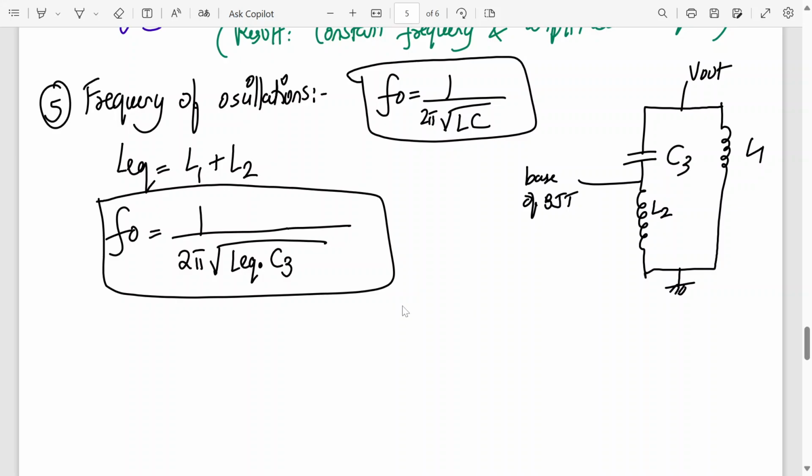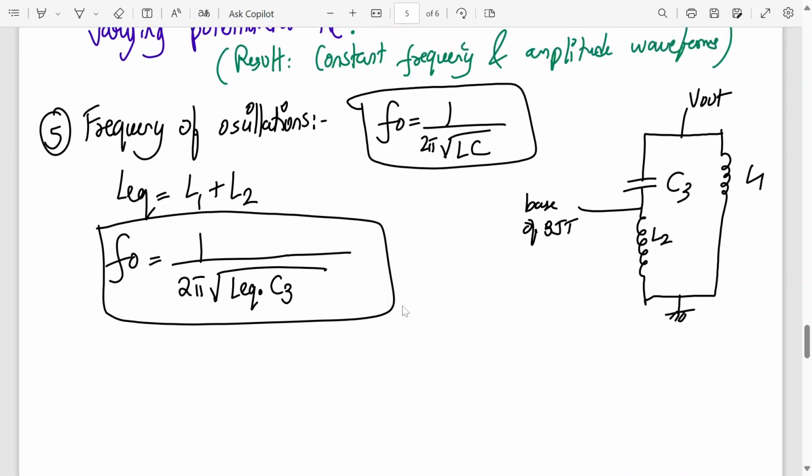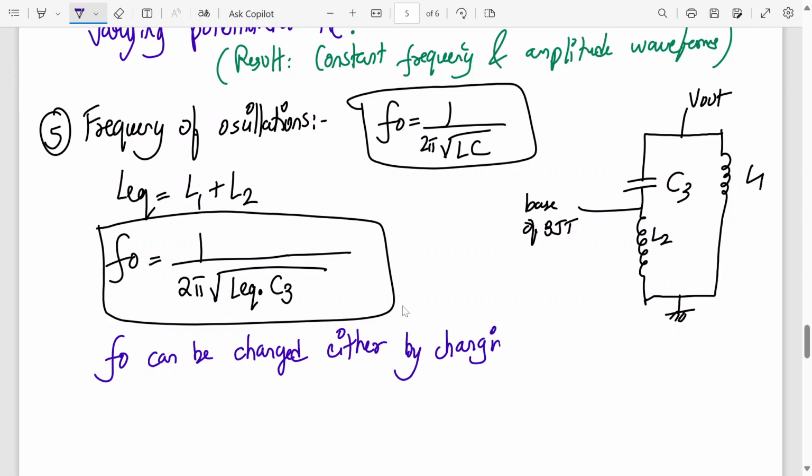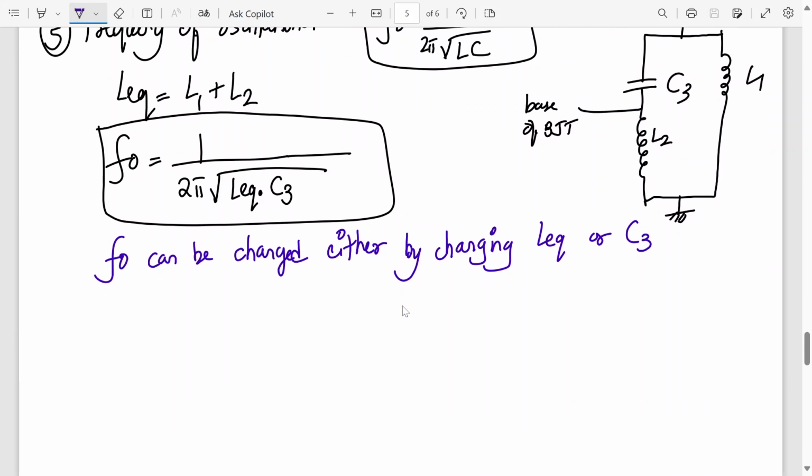Okay. So we can change the value of F naught. The frequency can be changed either by varying L equivalent or C3. So we can vary the frequency by varying the value of L equivalent and C3. So why is high frequency obtained? Let me explain to you why.